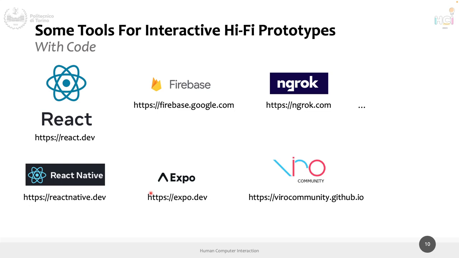Expo is a series of tools for developing, deploying, and testing typically React Native applications. So you can use React Native plus Expo to have a simulator on your phone, on your computer, and to also deploy that application in the real stores. So it's a set of facilities to implement and to realize mobile applications, if you are interested in a native mobile application, right?